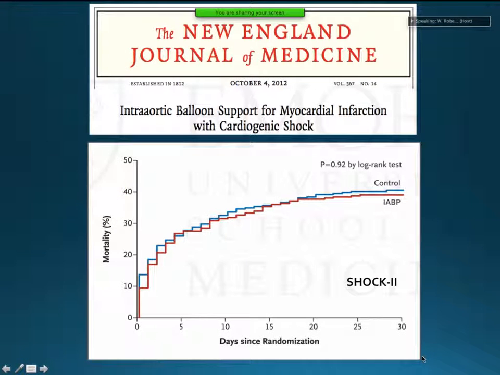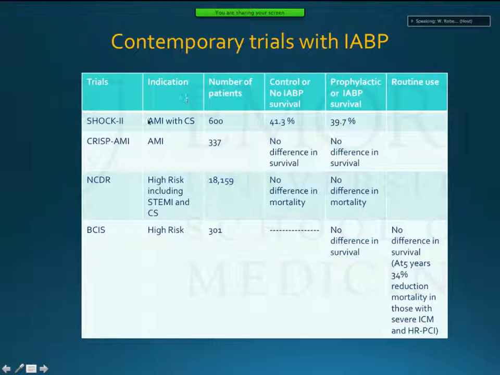Let's go to the intra-aortic balloon pump data. This came out in contemporary trials with the SHOCK 2 trial, with a control arm versus a balloon pump arm. The control arm did not receive a balloon pump, while the other arm received the balloon pump. Patients were in shock. Outcomes were no different. So you go to the recent trials. SHOCK 2, acute MI with cardiogenic shock, 600 patients. Really, there was no survival difference between the two groups.